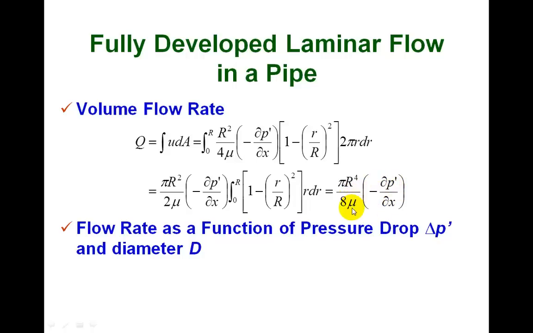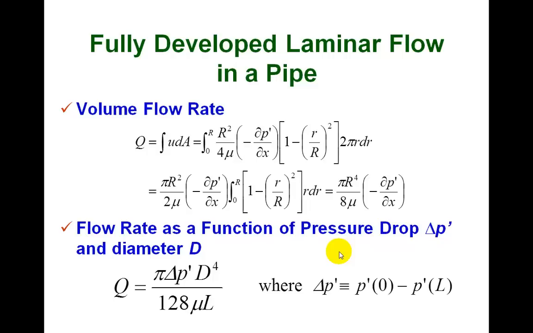And we can substitute into this equation what we call the pressure drop. So considering that flow is driven by a negative pressure gradient for positive flow, we'll define the pressure drop as delta p prime equal to p prime at the entrance minus p prime at length L, and then minus dp prime dx is delta p prime divided by the length difference, L minus 0, or L. The other thing we do is substitute diameter is 2 times radius, and so our constant changes from 1 over 8 here to 1 over 128. So this is a much more common formula.